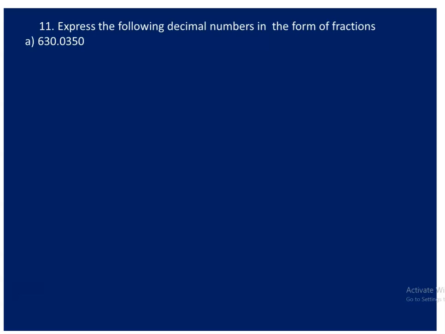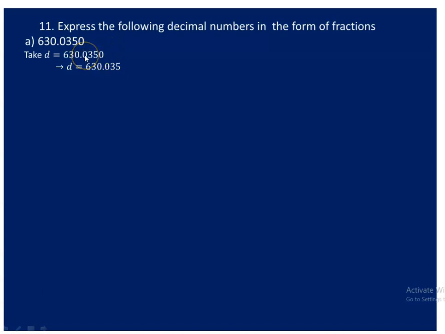So in order to change this to fraction form, we can consider this number to be 630.0350. You may call this d, because later I'm going to use a certain formula. So d equals 630.035. The last zero is discarded as you see here because, as I explained earlier, whenever you have a zero behind the decimal point, provided that you don't have any non-zero number to the right of it, you can avoid it.